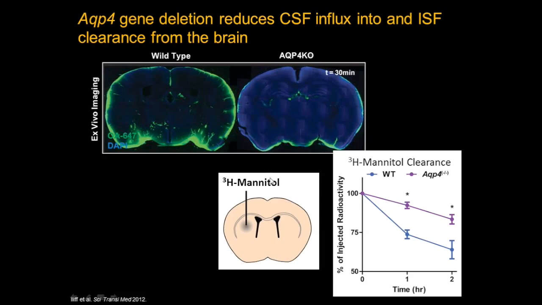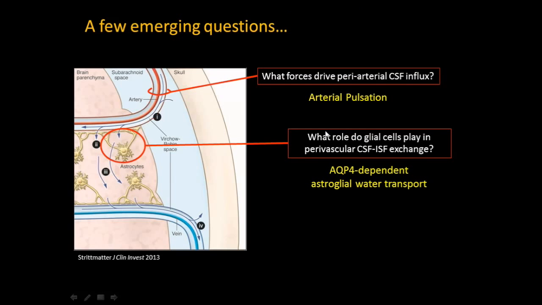So in a wild-type animal, when you inject mannitol, which is a small molecular weight tracer, into the caudate nucleus, it's cleared from the brain at a certain rate. In the aquaporin 4 knockout animal, that clearance is reduced, which you just quantify here. The reduction is about 70% when measured at an hour. So there's a pretty big reduction in clearance of solutes out of the brain in these knockout animals.